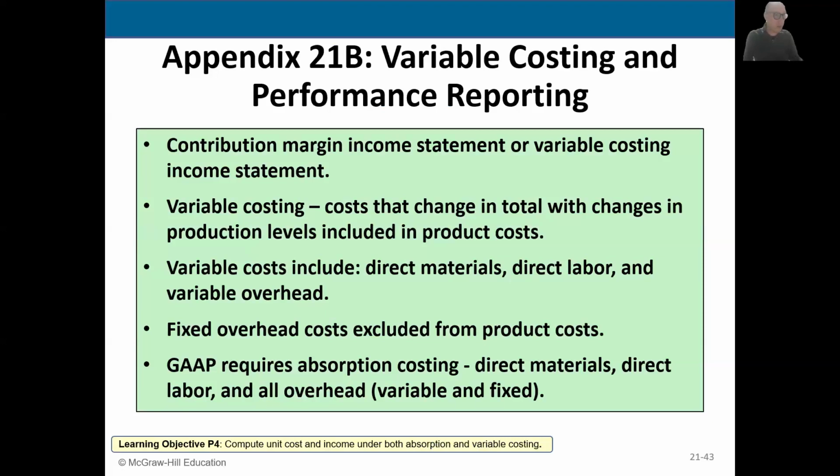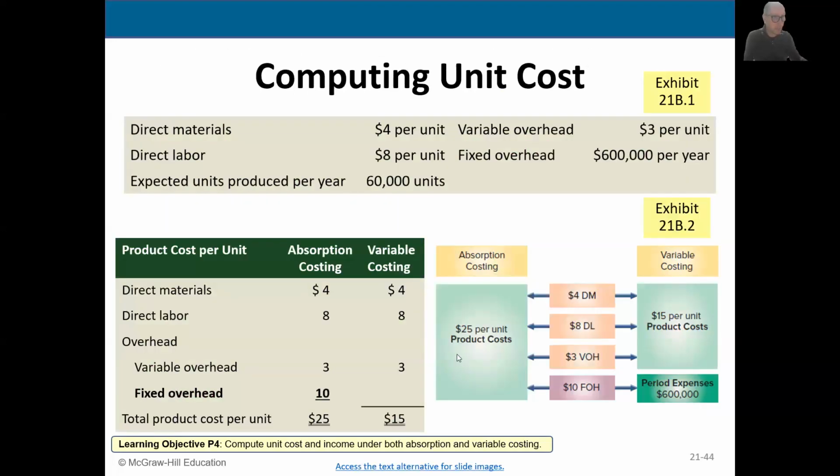And one way that we look at the separation of variable cost from fixed cost is through what we call absorption costing. Absorption costing includes the cost of direct materials, direct labor, and all of overhead, both fixed and variable. It's absorbed. So that's what absorption costing means.